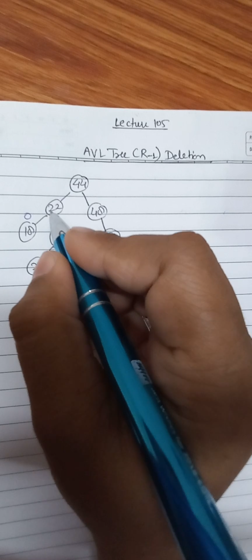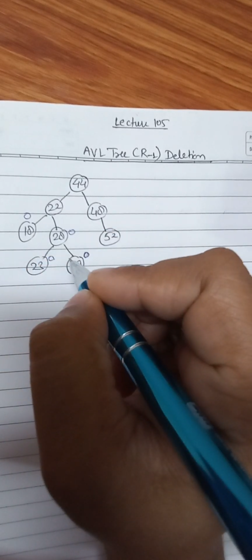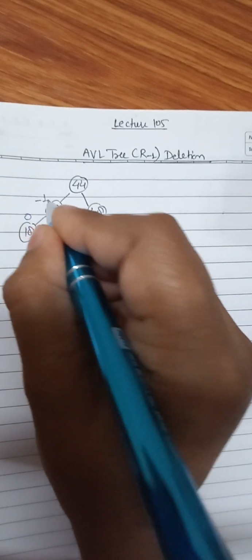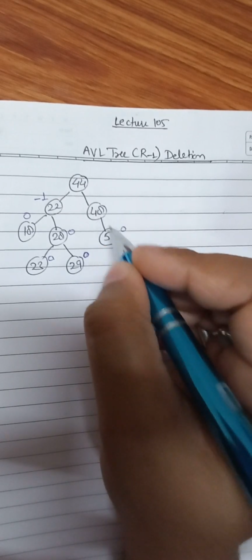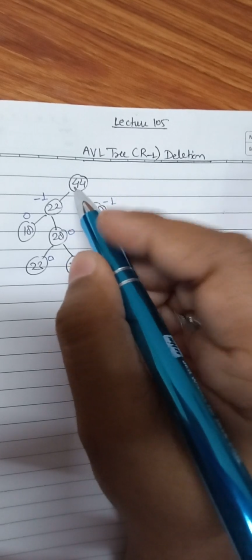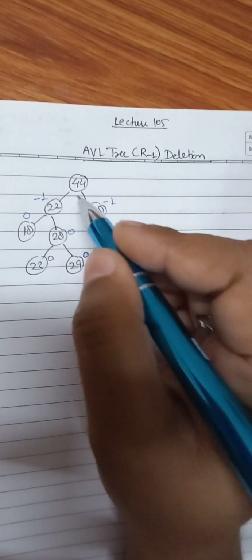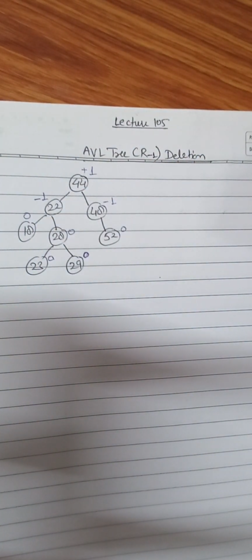22 has one level on the left hand side and two levels on the right hand side, so we can say +1 -2, so -1. 52 has no child, so the balancing factor is 0. 48 has one child on the right hand side, so the balancing factor is -1. 44 has three levels on the left hand side and two levels on the right hand side, so +3 -2 is +1. So this tree is balanced. Till now there is no problem.